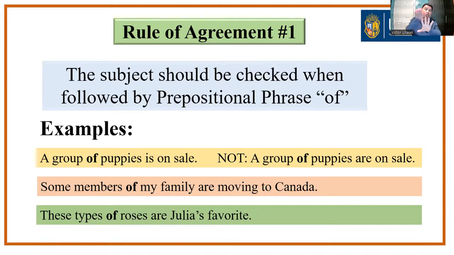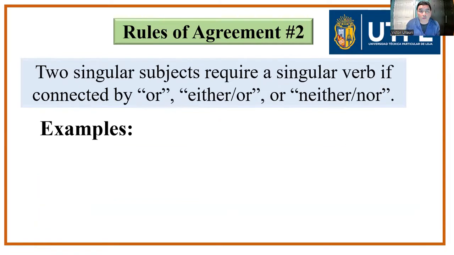So the subject should be checked when we're using the prepositional phrase of. If the subject is singular, we use the singular form of the verb. If the subject is plural, we use the plural form of the verb. Let's go with the next one. Rules of agreement number two.